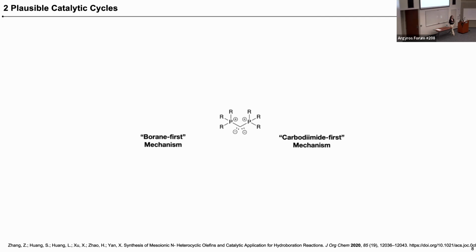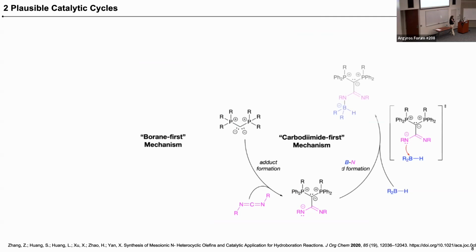So I'm going to go through the full mechanisms for both of these options. I'll start with the carbodiimide first side. Oh God, PowerPoint, I hate you. Okay, so we start with the adduct formation step. Like I mentioned before, there's a nucleophilic attack of the carbodiphosphorane creating this adduct. Then we have the boron-nitrogen bond formation, where the nitrogen will attack the boron and make this complex. And then lastly, we have the product breaking off and reforming of the carbodiphosphorane.